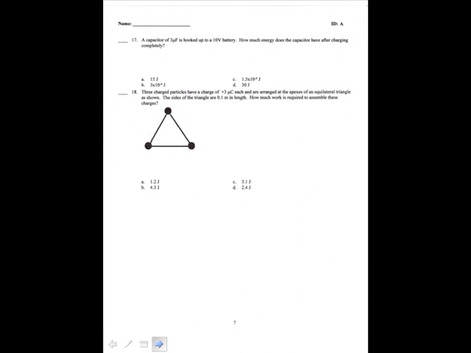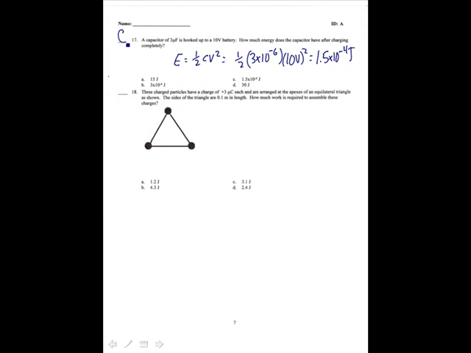Alright, a capacitor of 3 microfarads is hooked up to a 10 volt battery. How much energy does it have after charging completely? Well, energy is just 1/2 CV squared. Just plugging in here, 1/2 times C, which is 3 times 10 to the minus 6, times 10 volts squared, and that gives us the energy, which is 1.5 times 10 to the minus 4 joules. That's option C.